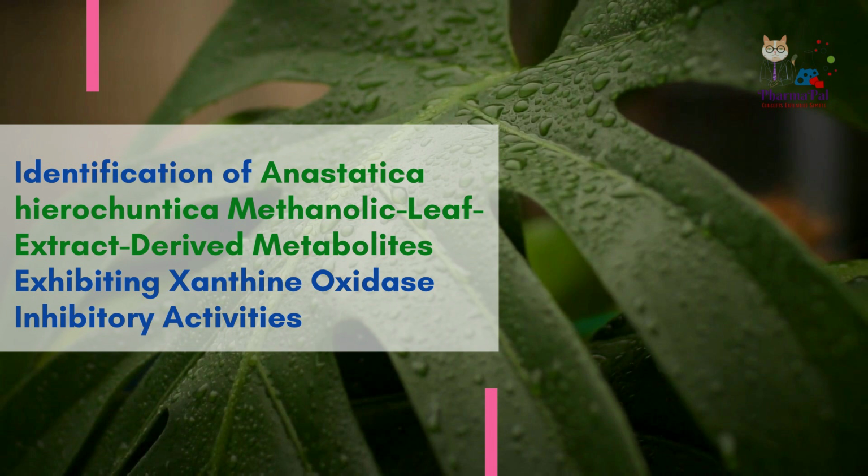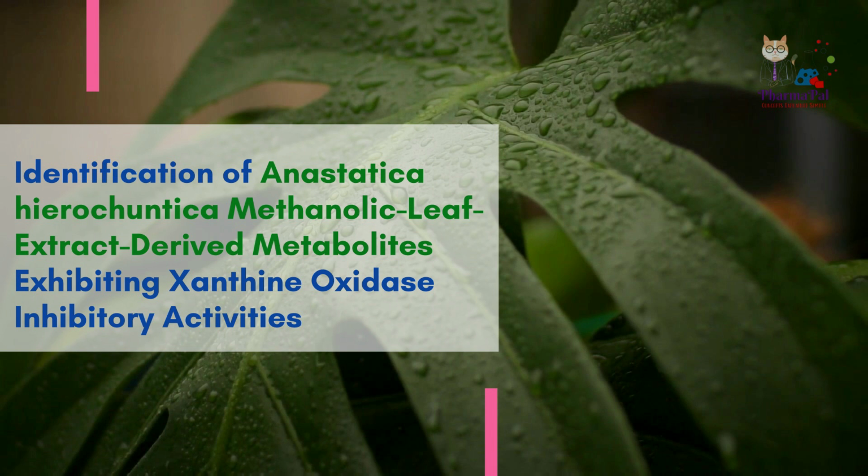Hierochuntica, a plant native to Saudi Arabia, has been traditionally used for its medicinal properties. Recent studies have focused on its methanolic leaf extract, revealing a treasure trove of secondary metabolites. These compounds are not just interesting from a chemical perspective, they hold promise for treating conditions like gout and cancer. In this video, we'll break down how researchers extracted these metabolites and assessed their potential health benefits.